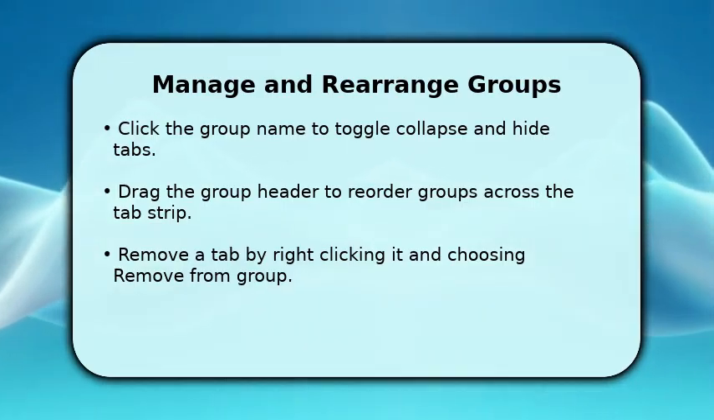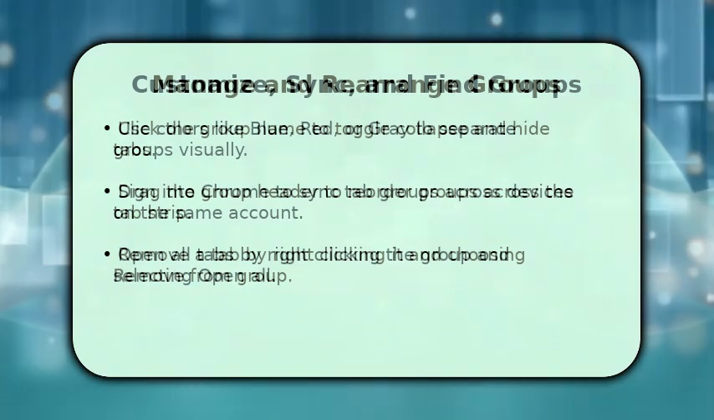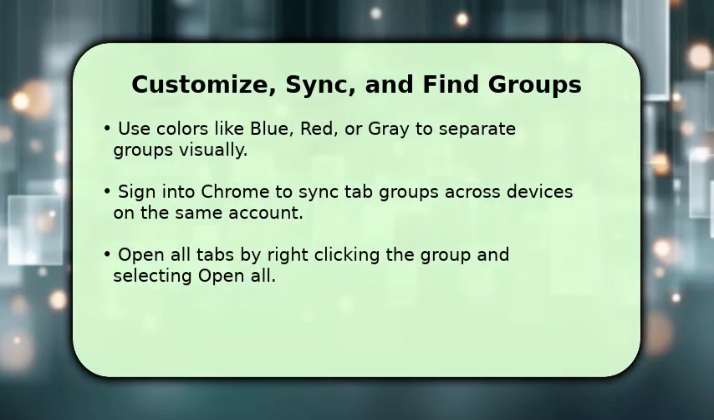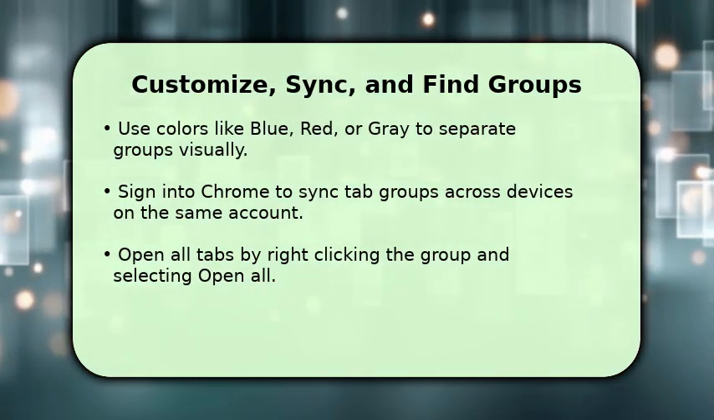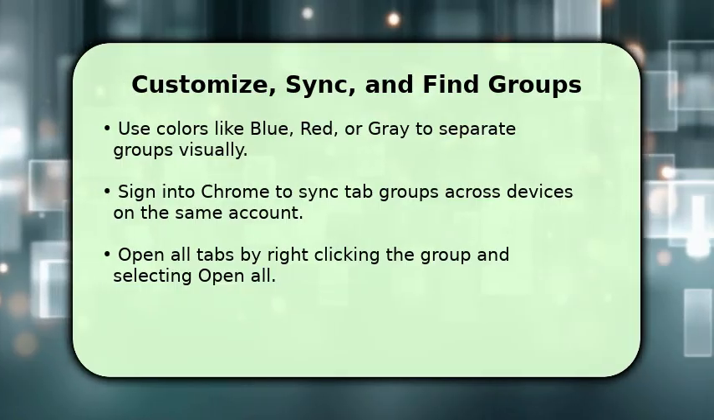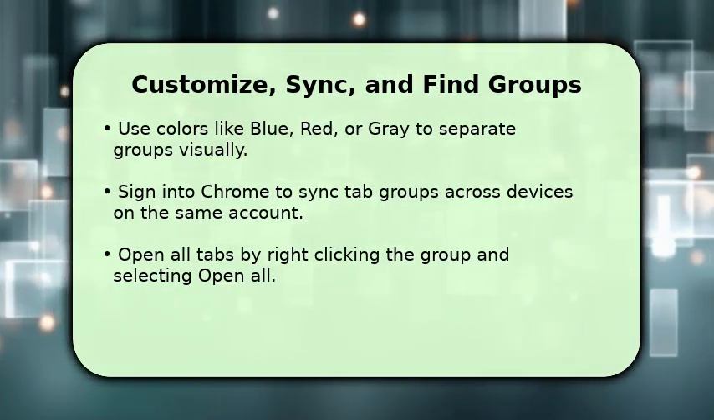Customize groups with colors to visually separate tasks and priorities quickly. Right-click the color dot to choose options such as blue, red, or gray. You can pin individual tabs to keep important sites available and compact.